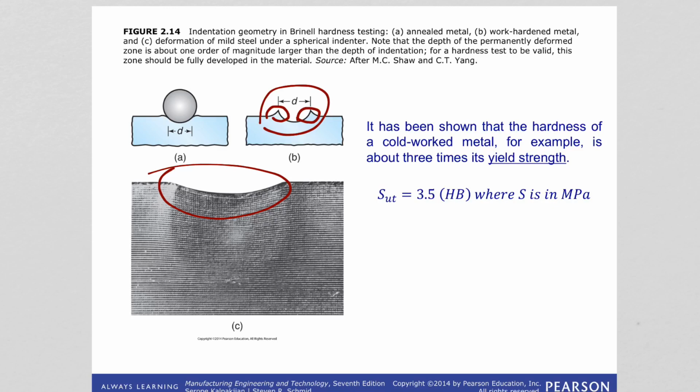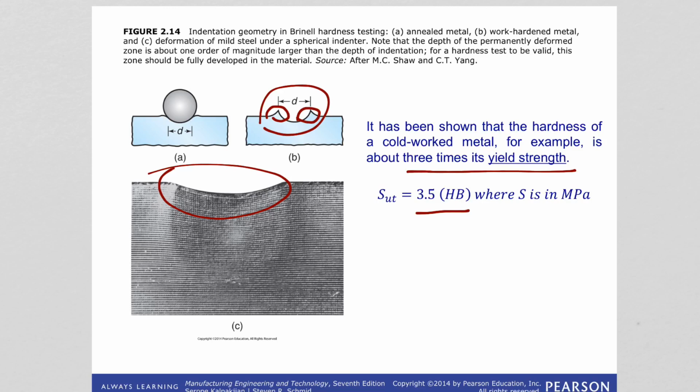And you can see that hardness itself is related to the strength. So how is it related? If we look at the yield strength, 3 times the yield strength is the hardness value for the Brinell hardness. And 3.5 times the Brinell hardness number is the ultimate tensile strength. So this is how they relate to each other.